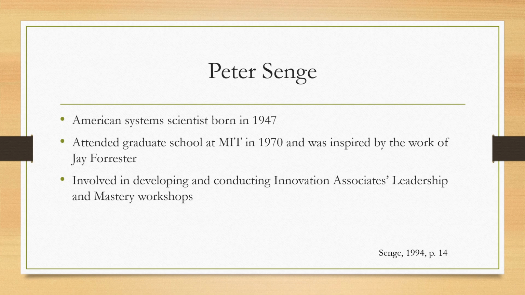Peter Michael Senge is an American systems scientist born in 1947. He entered graduate school at Massachusetts Institute of Technology, or MIT, in 1970 and was inspired by the work of J. Forrester, who was a computer pioneer who developed what he called system dynamics. After Senge's doctoral work, he worked for 11 years being involved in developing and conducting Innovation Associates Leadership and Mastery workshops to the fifth discipline ideas that grew out of his and his colleagues' work at MIT.